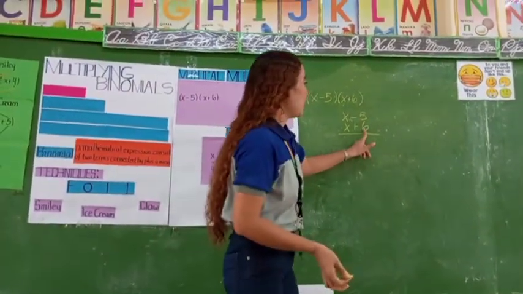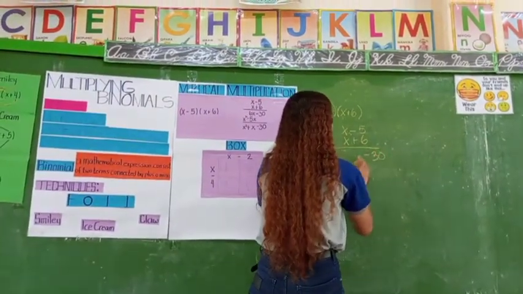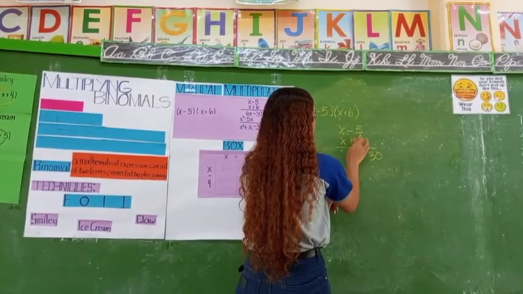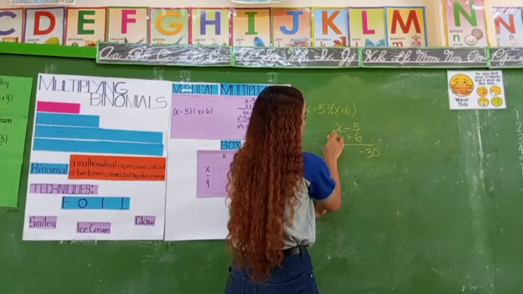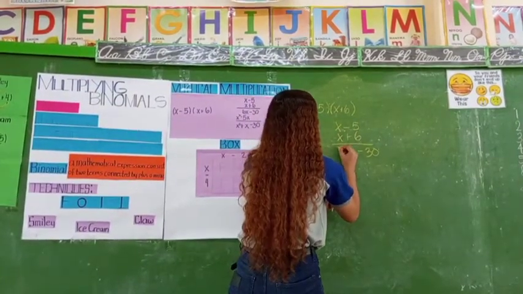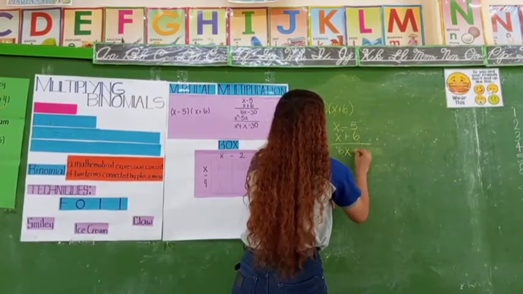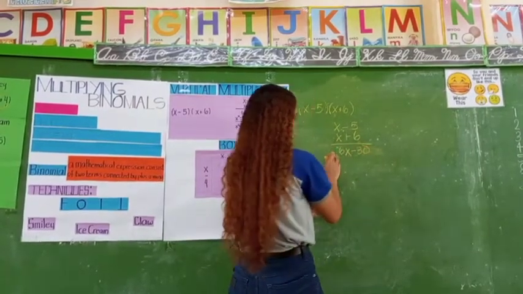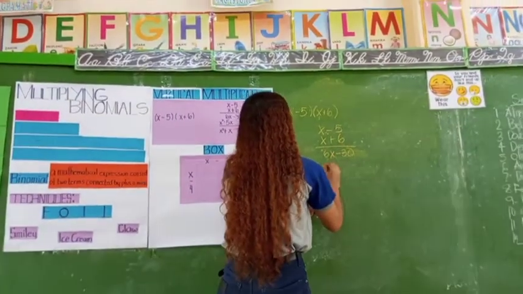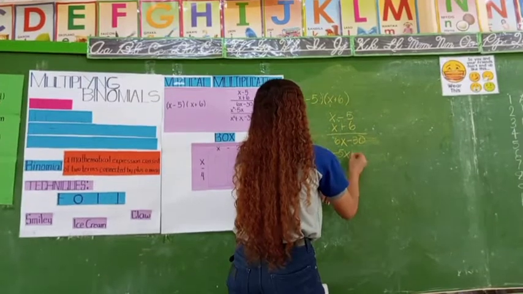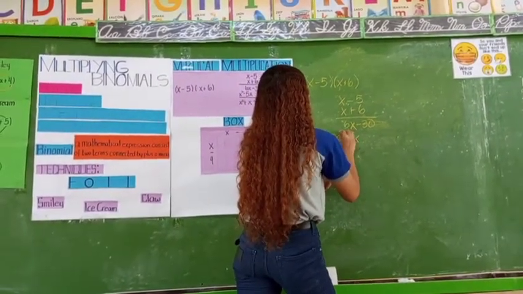So here you have negative 30, and here you have negative 5 times 6, we have negative 30. 6 times x, we have positive 6x. And then, cross multiply ulit. X times negative 5, we have negative 5x. And then, x times x, we have positive x squared. Ayan.